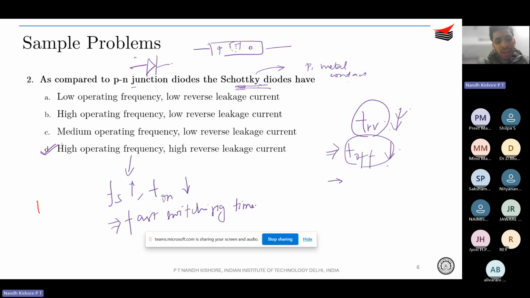Fast switching times can be provided by Schottky diodes. Why? Because they have a metallic contact, the reverse recovery is not there, right? Therefore, you can use them for high operating frequencies. But the drawback with Schottky diodes is that you have a high reverse leakage current, and that is mostly attributed to the presence of this metallic contact.